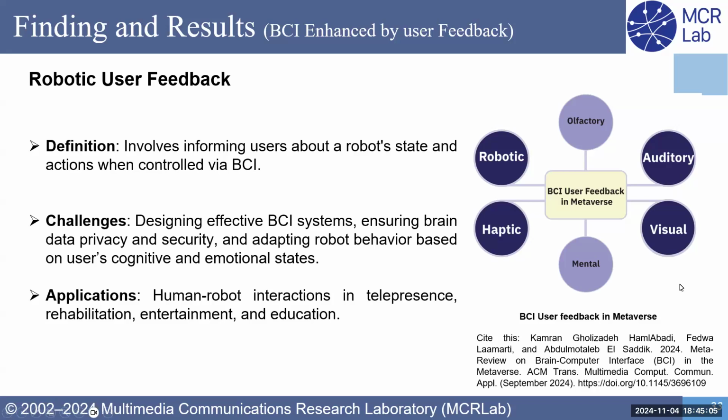Robotic feedback adds another layer of complexity, as it involves informing users about a robot's actions when controlled through BCI. This feedback is essential in contexts where users remotely control robotic devices in real time, such as in telepresence or rehabilitation. It provides users with a sense of the robot's state and actions, helping them feel more connected and in control. However, challenges include maintaining data privacy, ensuring security, and adapting the robot's behavior based on the user's cognitive and emotional states. Applications range from education to entertainment, where robotic feedback can make human-robot interactions more interactive and meaningful.